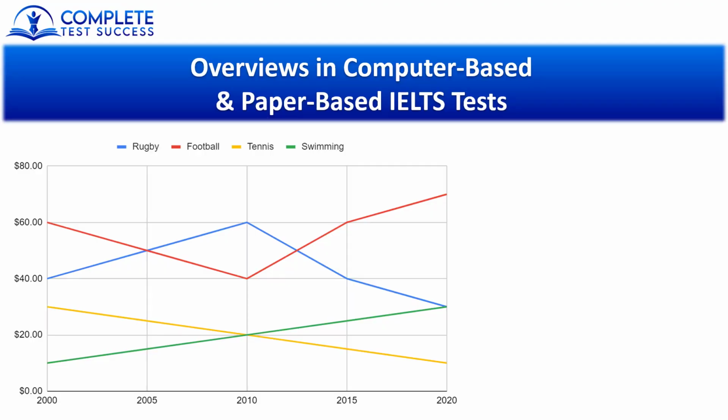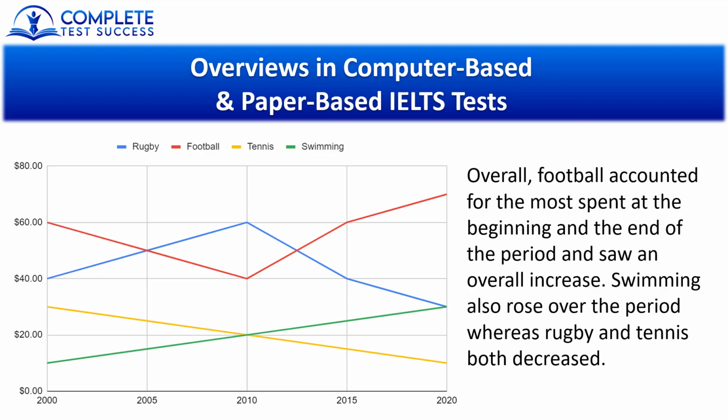So once I have all of the information clear in my head, the overview for this question would look something like this. Overall, football accounted for the most spent at the beginning and the end of the period and saw an overall increase. Swimming also rose over the period, whereas rugby and tennis both decreased. So you can see that I've said which ones increased and which ones decreased, and then I've just added an extra little bit of information about football being the highest at the start and at the end.